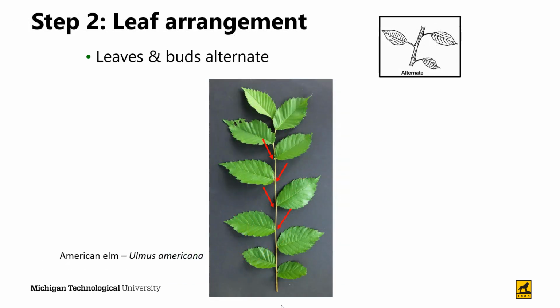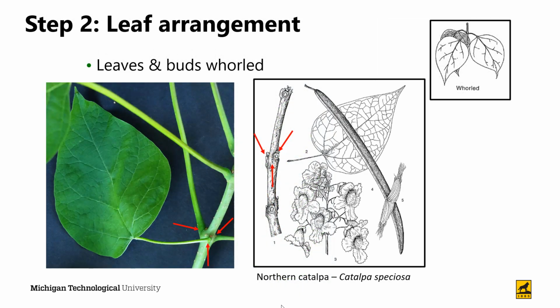This is a twig from an American elm. Here the leaves are attached to the twig in an alternate pattern. There are some trees, including the catalpas, that have their leaves arranged not in pairs, but rather in trios of leaves arranged around the twigs. We call this a whorled leaf arrangement.